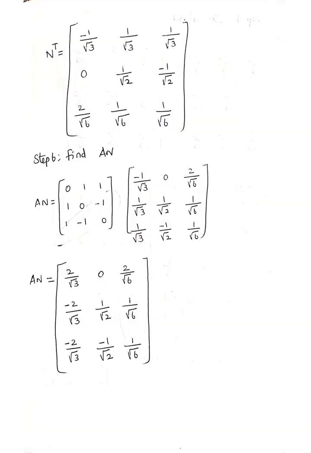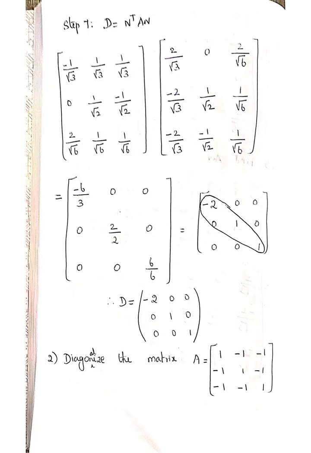Now write the value of N transpose. N transpose is nothing but the transpose of the normalized matrix. Then step 6, find the value of AN. Already we know the value of A, that is the given matrix. N is the normalized matrix. Just multiply A and N. So finally we get the AN value: 2 by root 3, 0, 2 by root 6, minus 2 by root 3, minus 1 by root 2, 1 by root 6, minus 2 by root 3, minus 1 by root 2, 1 by root 6.